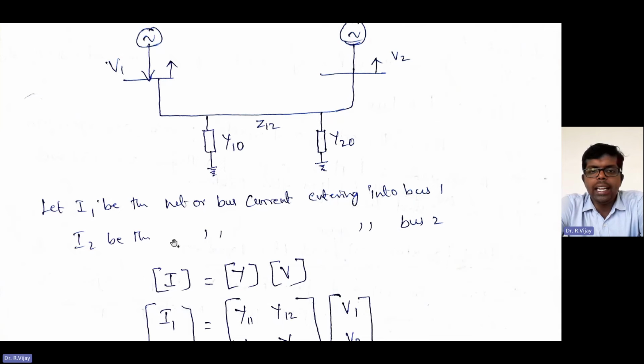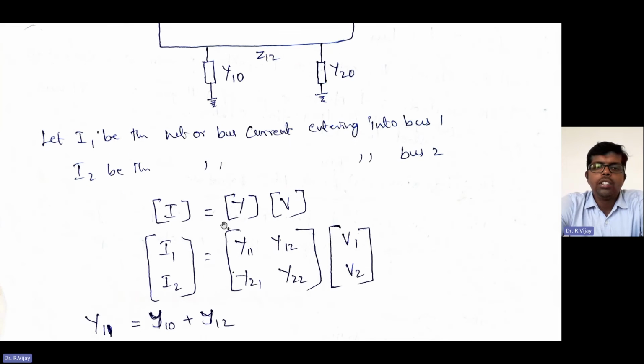Next, let I2 be the net bus current entering into bus number 2. So this we already framed from the equation. So the current matrix is equal to the Y matrix into the V matrix. This we have already seen from the basic equation. If you have doubt in this, go back to my previous class and see this: the current I is equal to Y into V.